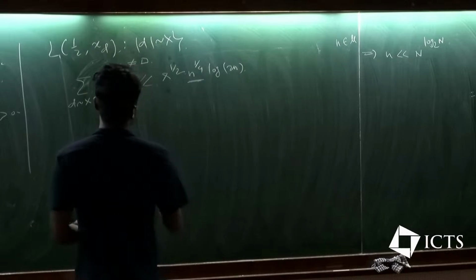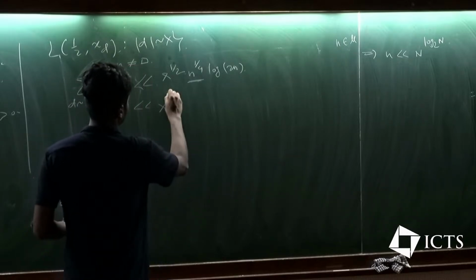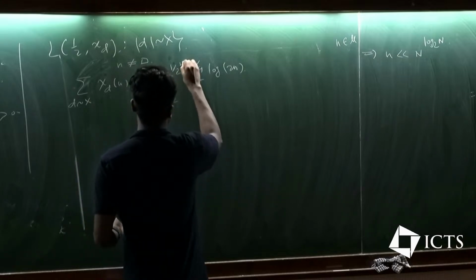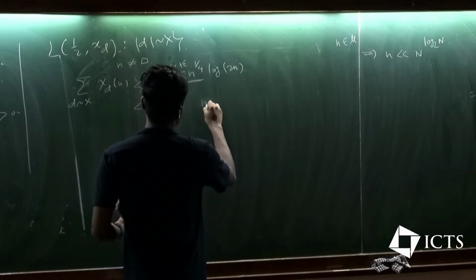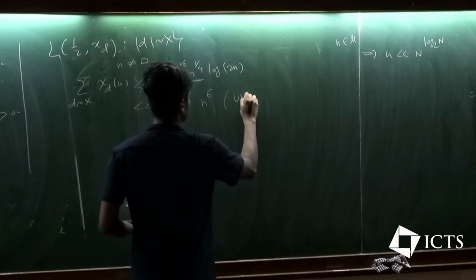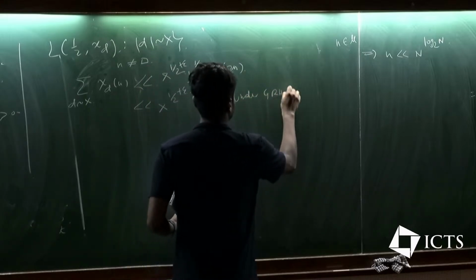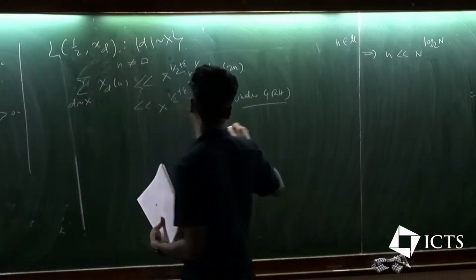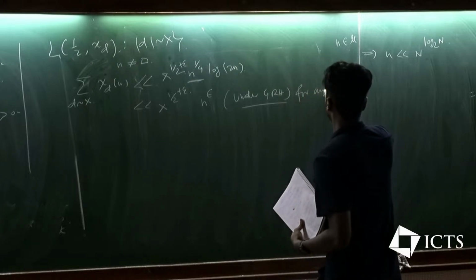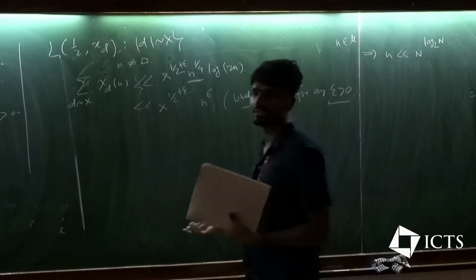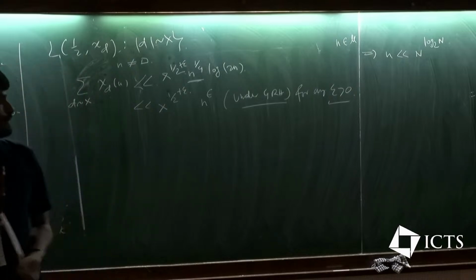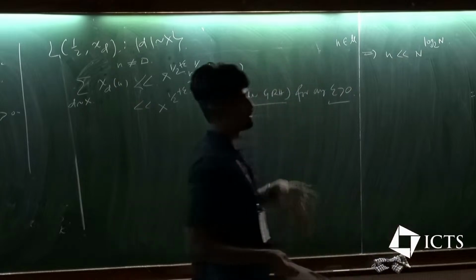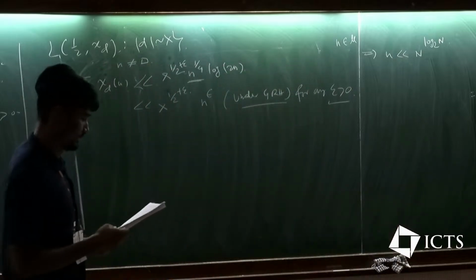So even if you know the GRH, you have x to the power half, and maybe half plus epsilon, and you have n to the power epsilon here, even under GRH, for any epsilon greater than 0. Still you are in trouble, because once you plug in this whole very large number, you still don't know what is the exact value of your epsilon.